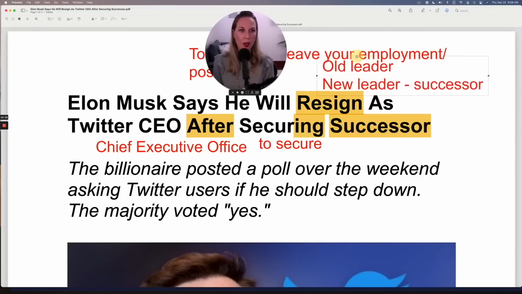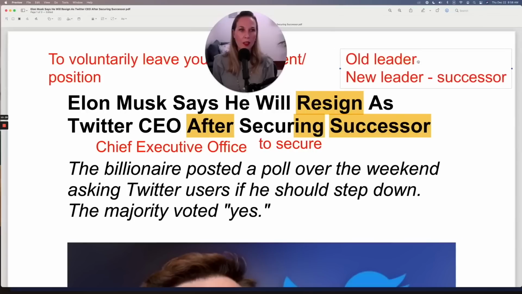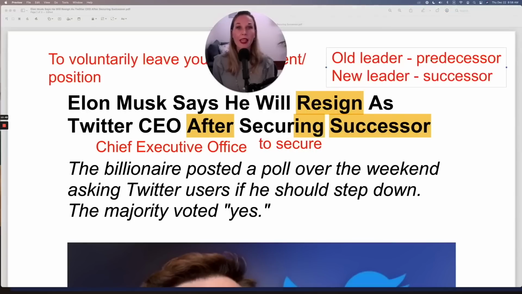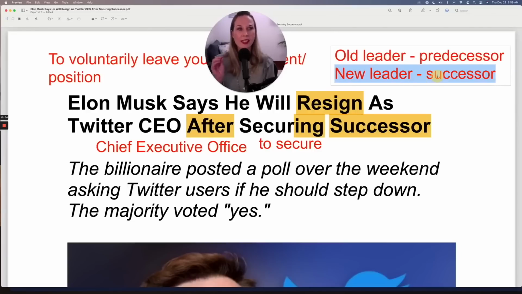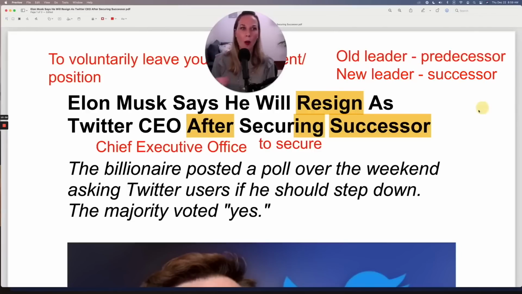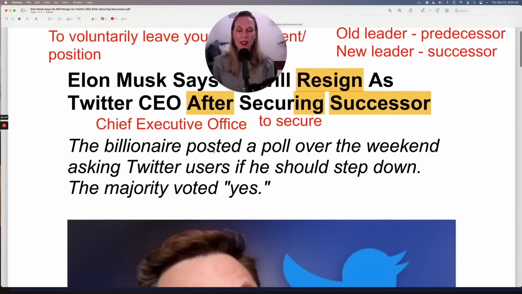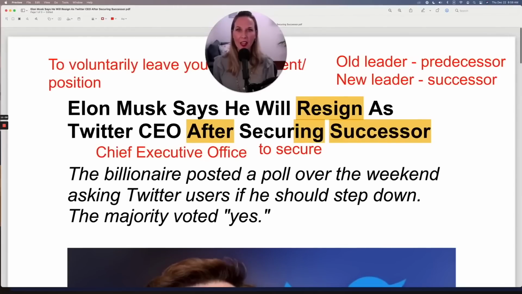I'll put it up here. And the old leader is the predecessor. I don't think you need to worry about it too much, but successor is more common. All right. So that's the headline here. So basically, Elon Musk is leaving his position. He's resigning, but they need to find someone new, the person who will act as CEO, and that's the successor.